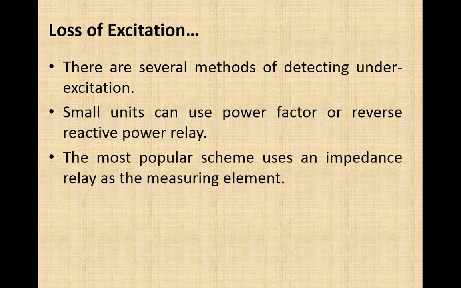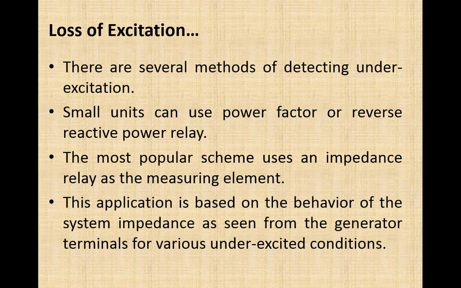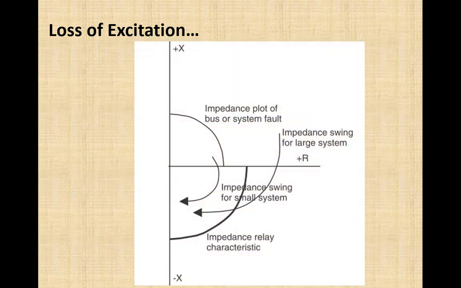And the most popular scheme uses an impedance relay as the measuring element. So the impedance of the system is monitored at the terminal of the generator, and based upon the swing in impedance due to loss of excitation, a decision is made whether tripping is required or not. This application is based on the behavior of system impedance as seen from the generator terminals for various under-excited conditions.